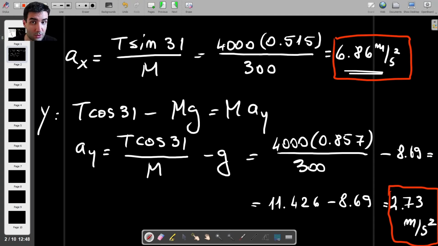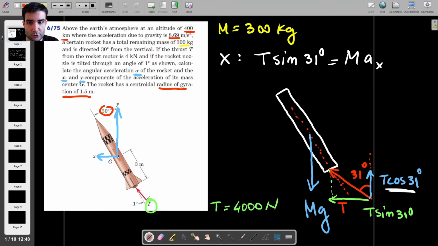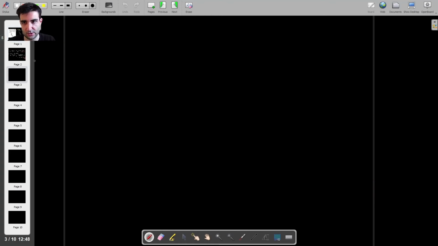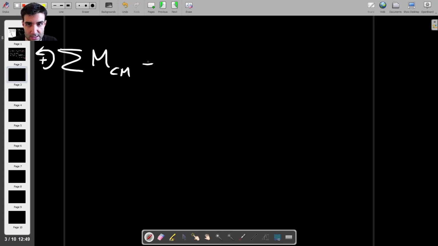Okay, so those are the acceleration components of the center of mass in the x and in the y direction. And there's one more thing left to find, which is the angular acceleration of the rocket. Okay, and in order to find that, we have to apply Newton's second law, but for rotation. Okay, so let's see how we do that. Now, what I'll write here is that the sum of moments about the center of mass, where counterclockwise is my positive direction, equals the moment of inertia about the center of mass multiplied by the angular acceleration that we have to find.